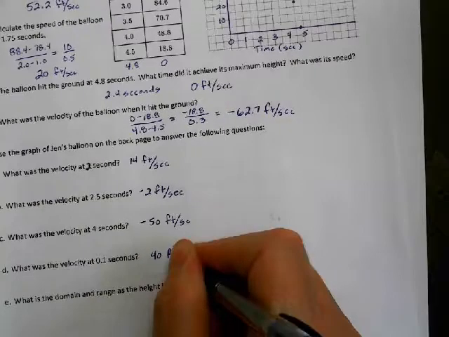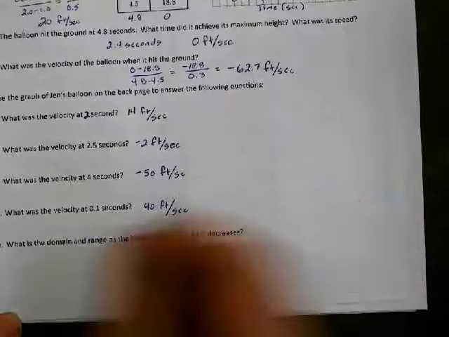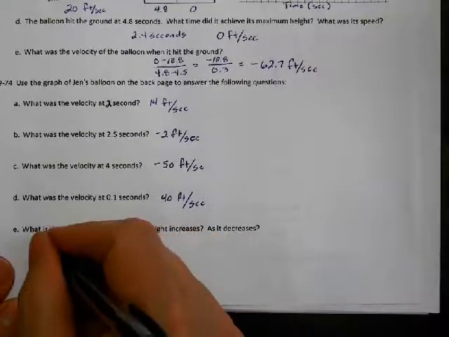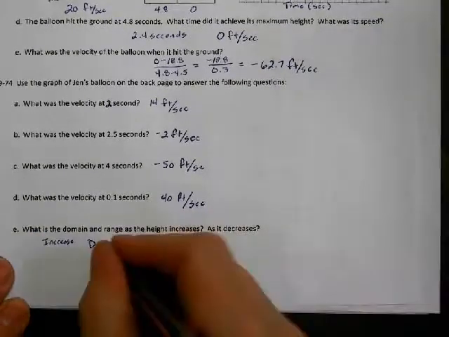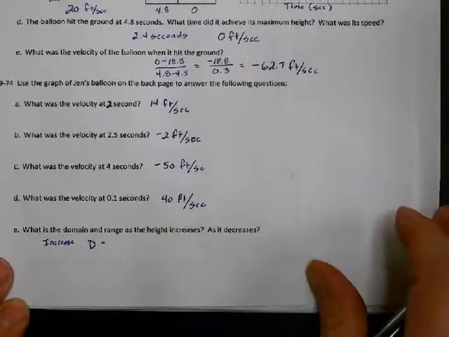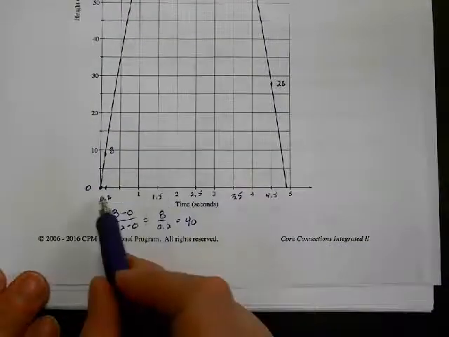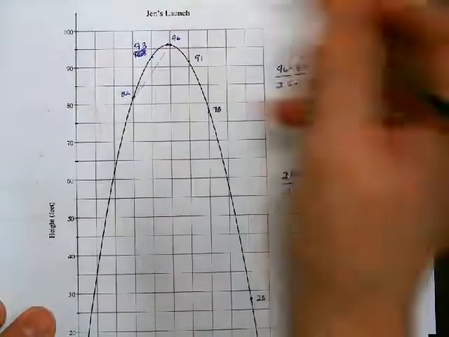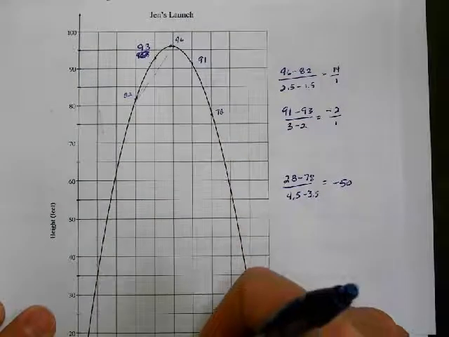All right, what's the domain and the range as the height increases? So as the height increases, our domain, this is our possible x values. Our domain is our possible x values. Let's look at the graph and see when it increases. So looking at my graph, I want to see when I am increasing. I'm going from 0 seconds and all the way up to here. It looks like the top of my graph is about right about there-ish. And if I go down to the bottom of my graph, I'm going to call that 2.4 seconds.